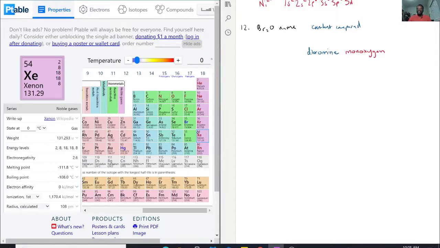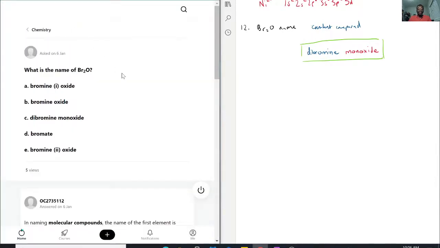Because this isn't complete yet. The thing I want you to always recognize is that even for covalent compounds, we are dropping the oxygen part and adding the IDE. Now this right here should be the name for that molecule. It should be dibromine monoxide. Okay? So with this, let's see what choices we have.